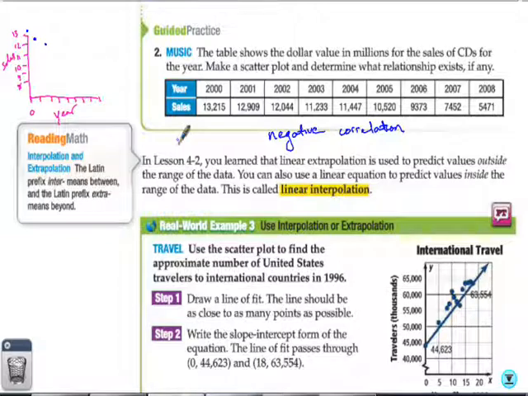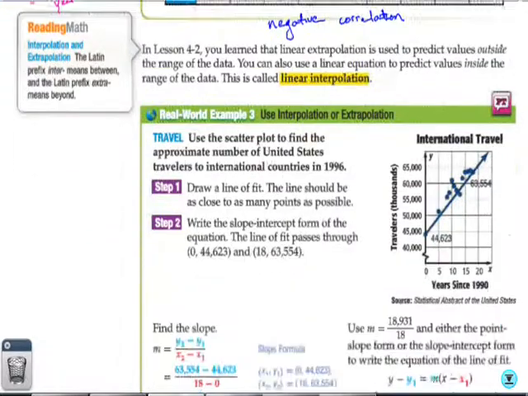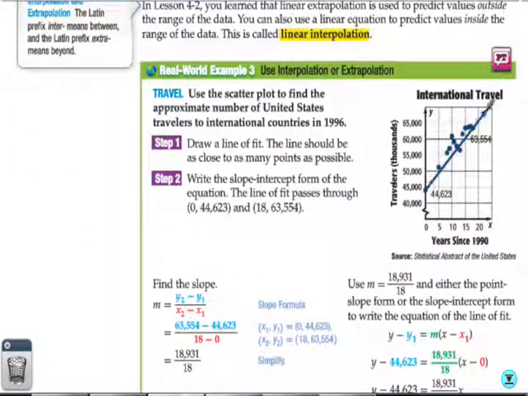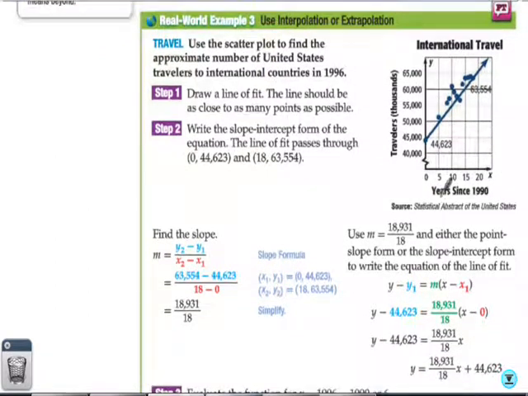In lesson 4.2, we learned that linear extrapolation is used to predict values outside of the range of data. Okay, you can also use linear equations to predict values inside the range of data. This is called linear interpolation. Okay, so this is just, we're going to predict an exact data amount within the data that's given. So here we have a scatter plot, and we're going to find the approximate number of United States travelers to international countries in 1996. All right, so the data here goes from 0 to 2010.